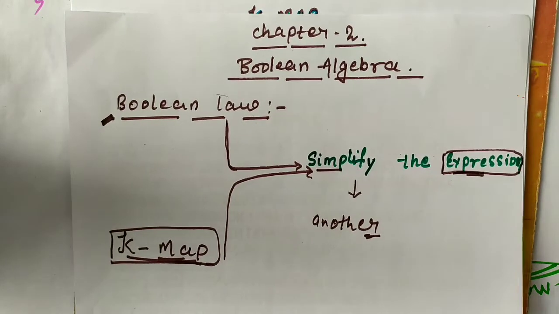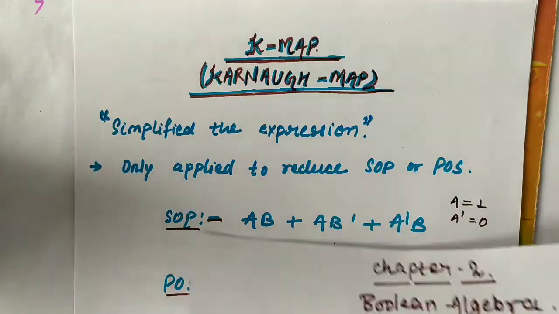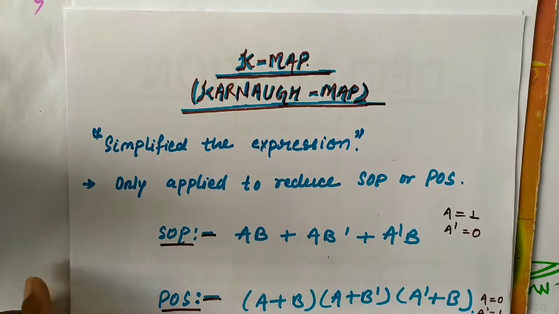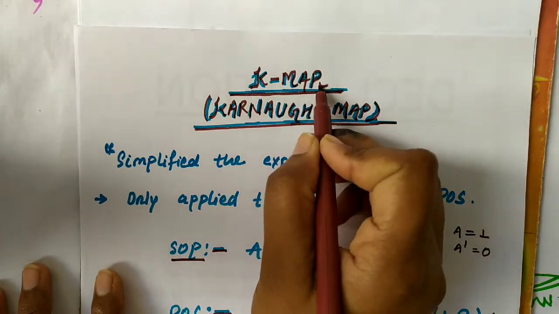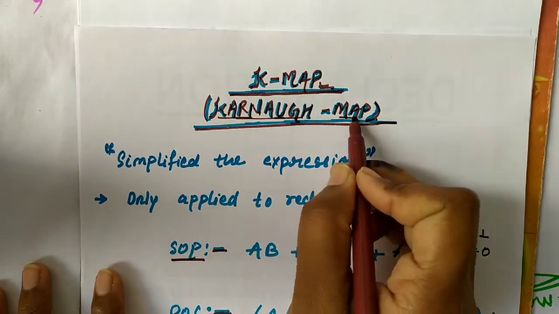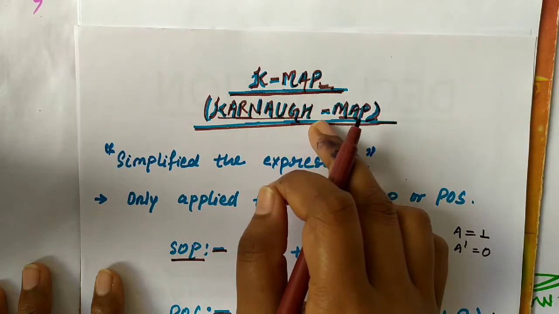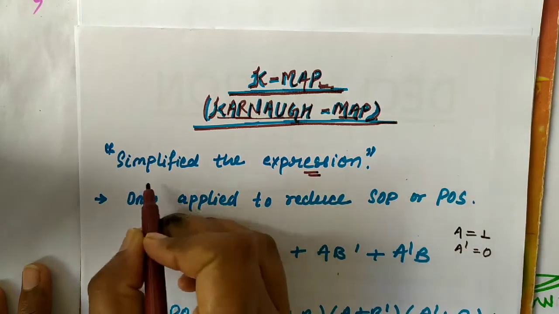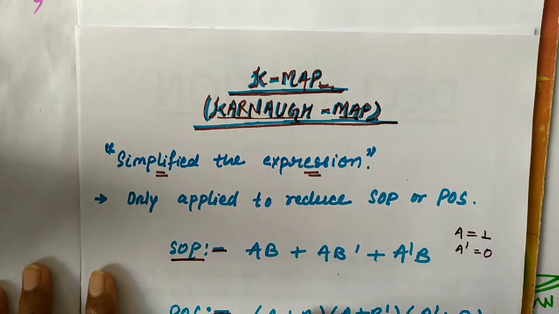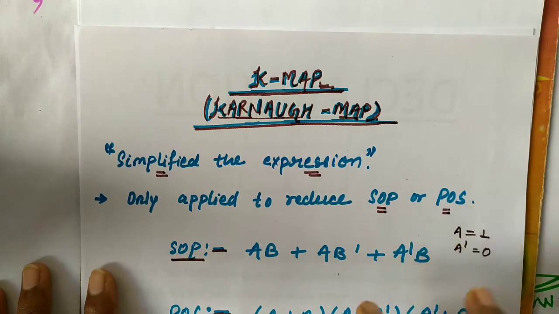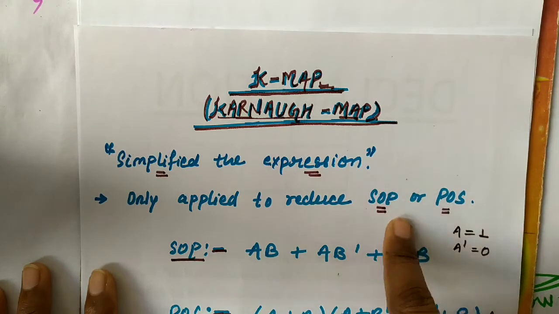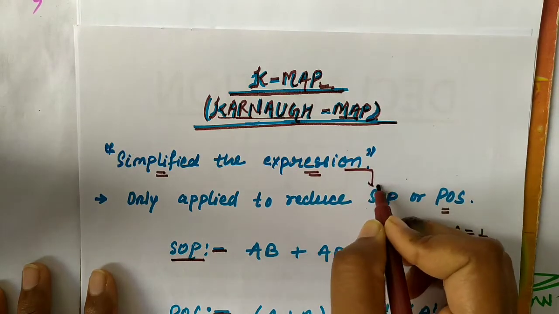So our topic is K-map. The full form of K-map is Karnaugh map. By using a Karnaugh map, we can simplify any expression. It reduces the expression to the form of only terms, that is SOP and POS. SOP or POS, this is the type of expression.